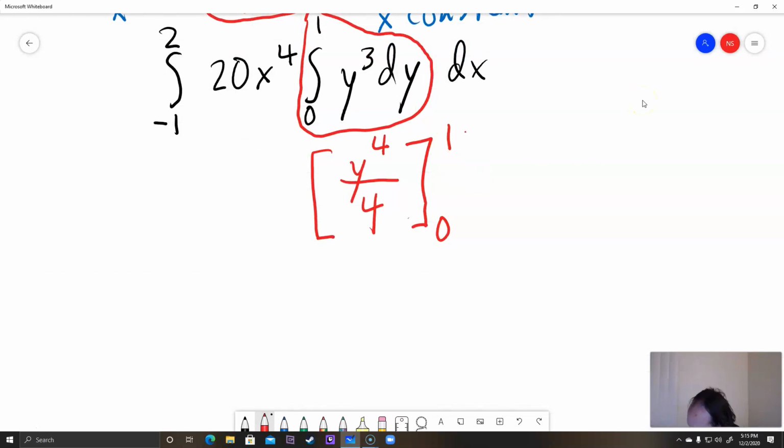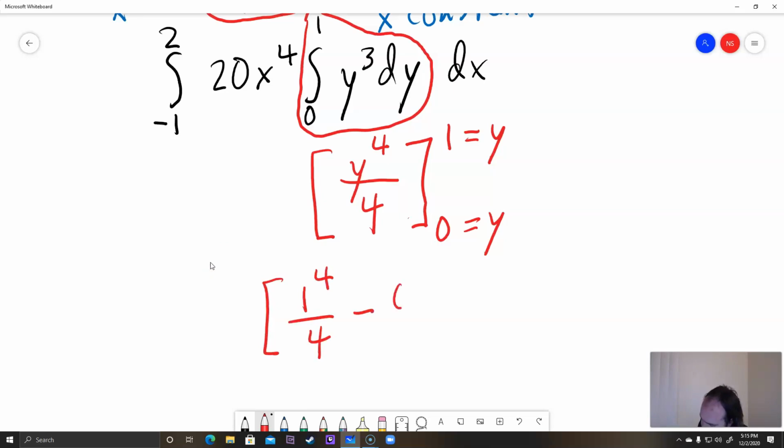Remember, when you're doing an integral, you start with the top number first, plug it into the function, and then subtract the function value at the bottom number. So that's going to give us 1 to the fourth over 4 minus 0 to the fourth over 4.